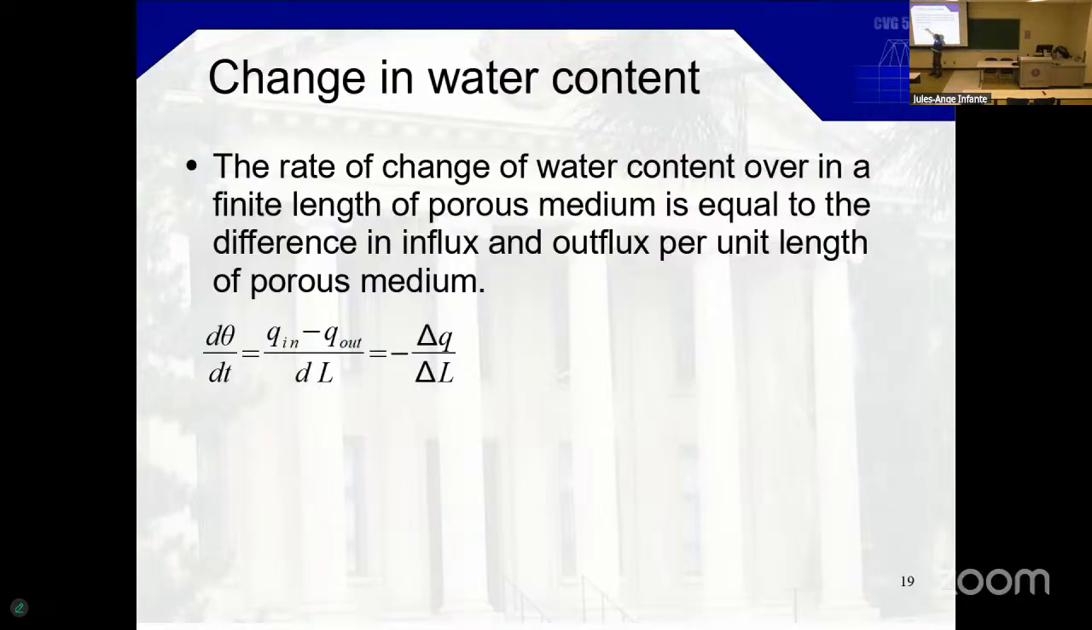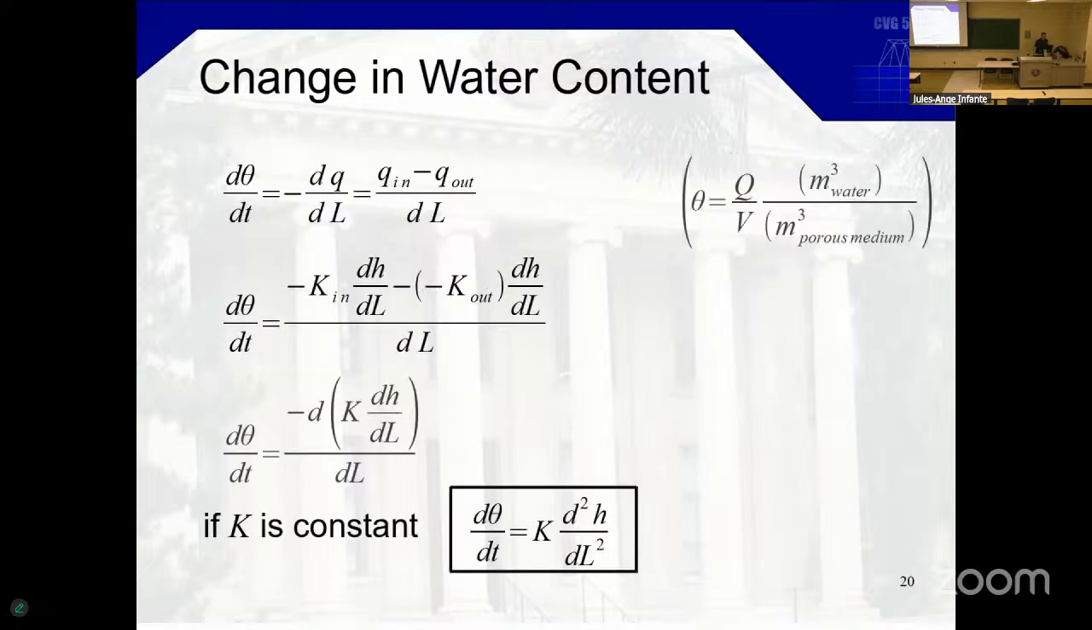And so that is, you can just express it as minus delta Q over delta L. So again, if you express that in terms of differential notation, you will have minus K dH over dL. You will see this equation often represented this way, with differential equations, in this manner.